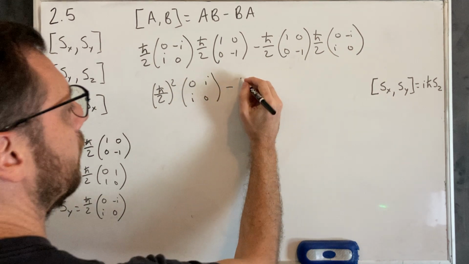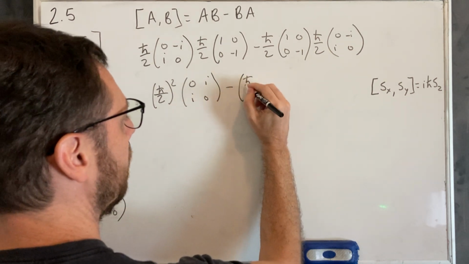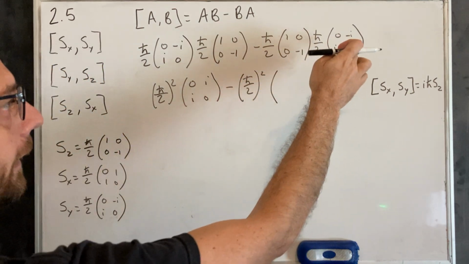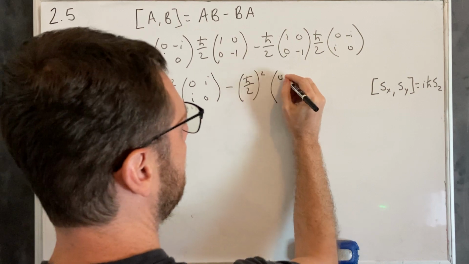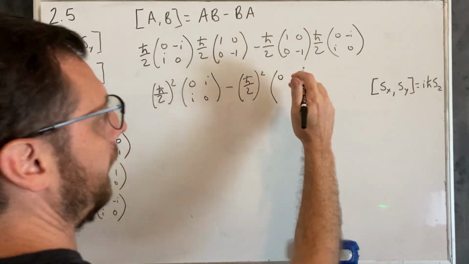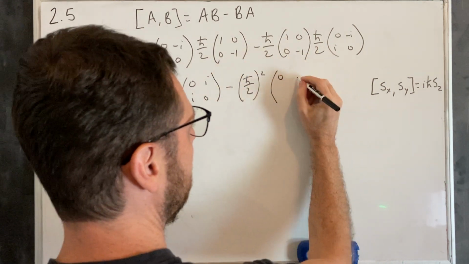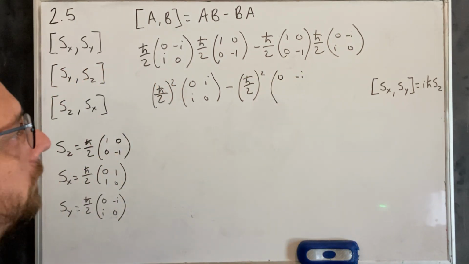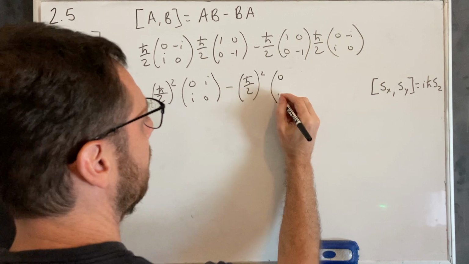Okay. Then factor out this again, h bar over 2 squared. And we have 0 and 0. 0 and negative 1 and i make a negative i. Oh, that's not right there, though. That's right here, negative i.